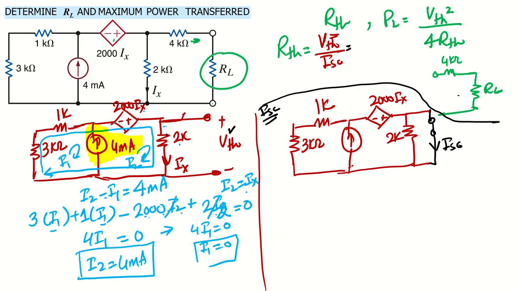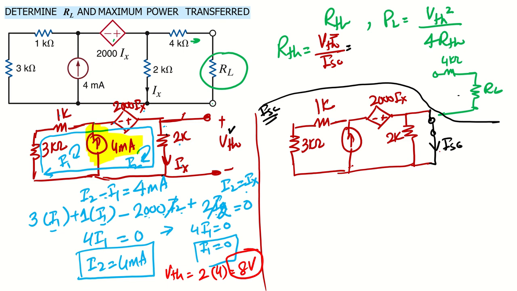Okay, so I2 is basically Ix. If I know I2, I can easily find V Thevenin. So V Thevenin is basically 2 times I2. I2 is 4 milli, so 2 times 4, 8 volt. Okay, so we get our open circuit voltage here.